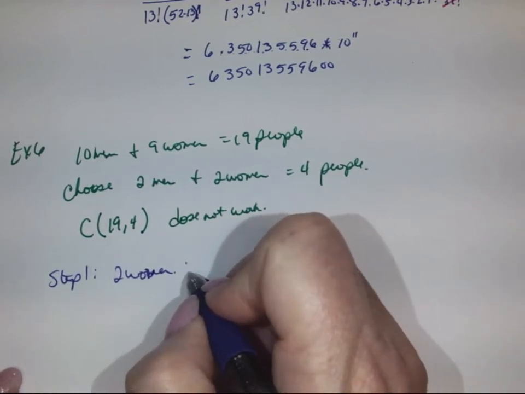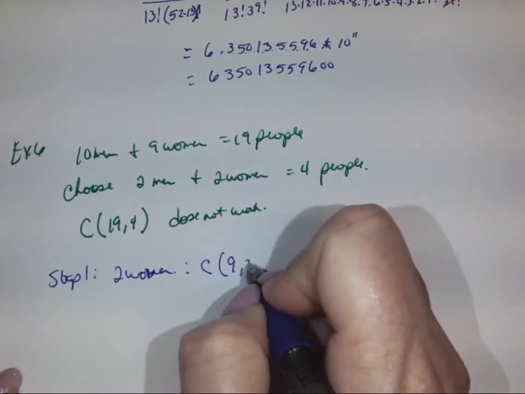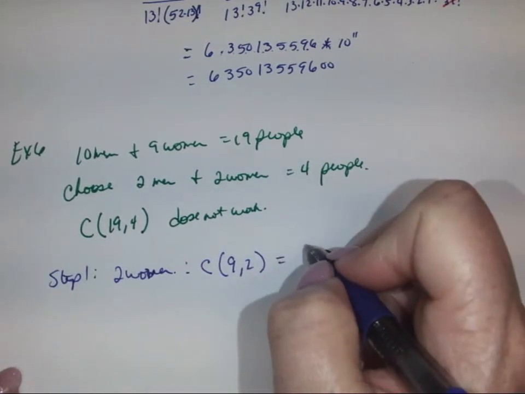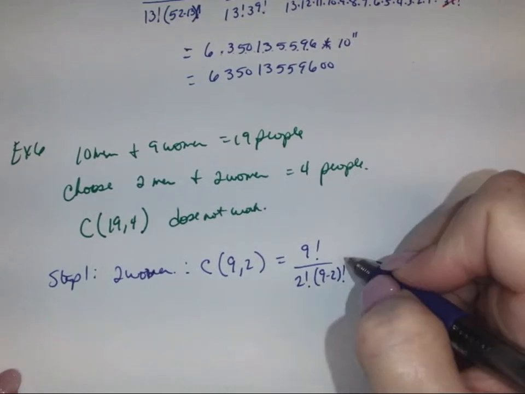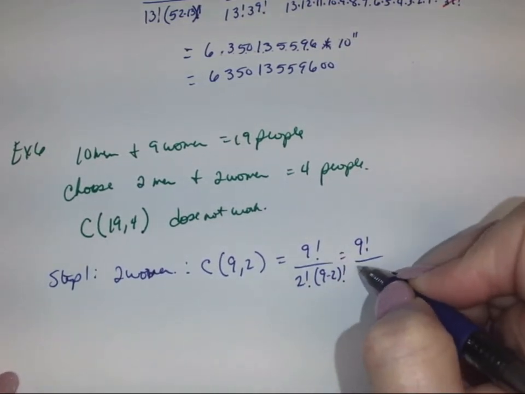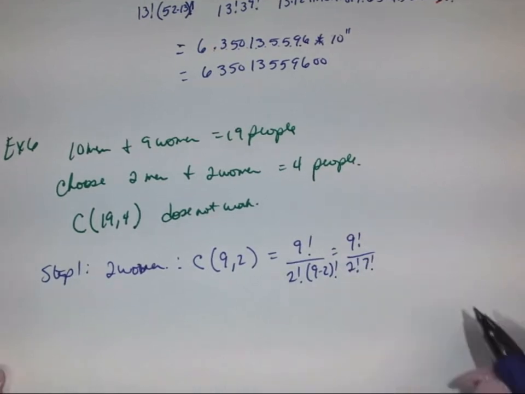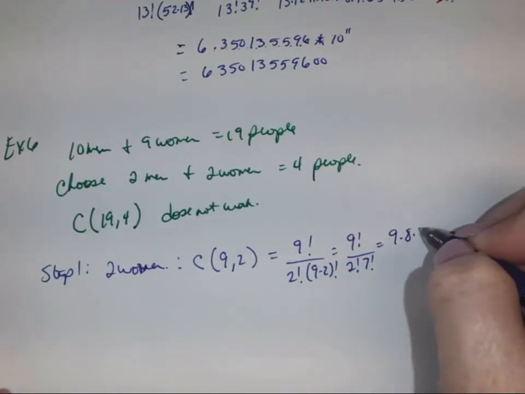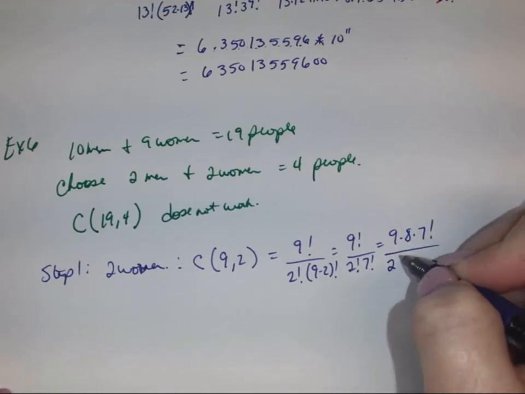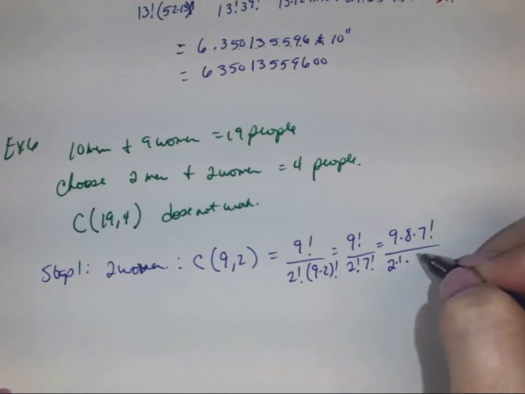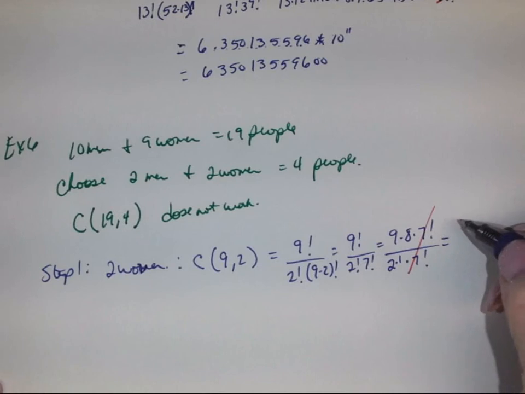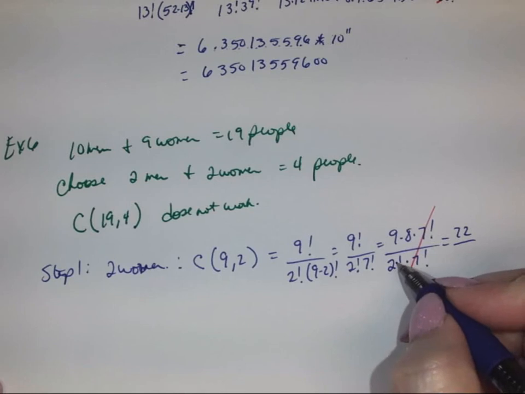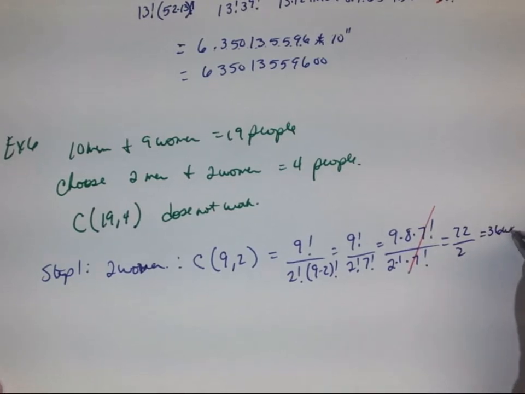So we're looking at choosing, out of 9, choosing 2 women. So that'll be 9 factorial over 2 factorial times 9 minus 2 factorial, which is 9 factorial over 2 factorial times 7 factorial, which gets us 9 times 8 times 7 factorial over 2 times 1 times 7 factorial. Well, the 7 factorials will cancel. 9 times 8 is 72, and 2 times 1 is 2, so that'll get us 36 ways.